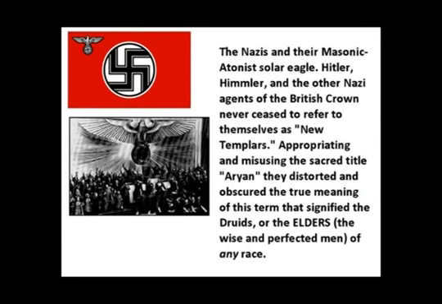Here we have the Nazis, and we notice the Nazis and their Masonic Atonist solar eagle. Hitler, Himmler, and the other Nazi agents of the British Crown never ceased to refer to themselves as the New Templars. Appropriating and misusing the sacred title of Aryan, they distorted and obscured the true meaning of this term that signified the Druids, or the elders, the wise and perfected men of any race.